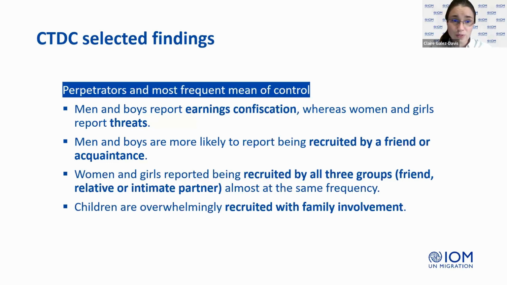In terms of recruitment, men and boys are more likely to report being recruited by a friend or acquaintance, whereas women and girls are recruited by all three groups that we have in the database, which is friends, relatives or intimate partners. And then we found that children are overwhelmingly recruited with some sort of family involvement. It's unclear to what extent the family knows that it's trafficking, but nevertheless they are somehow involved.